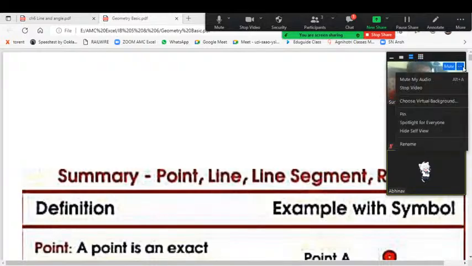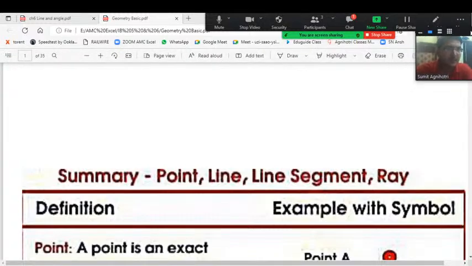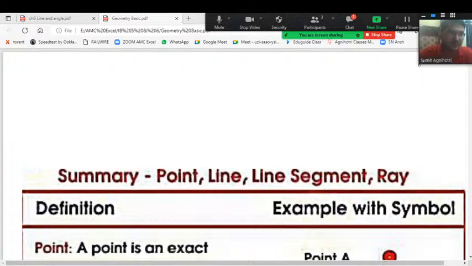All right. Are you able to see the screen now? Yes, sir. Yeah, all right.